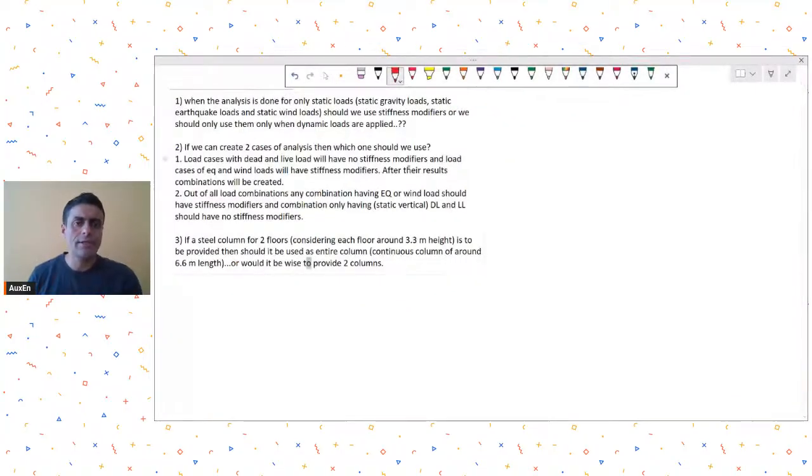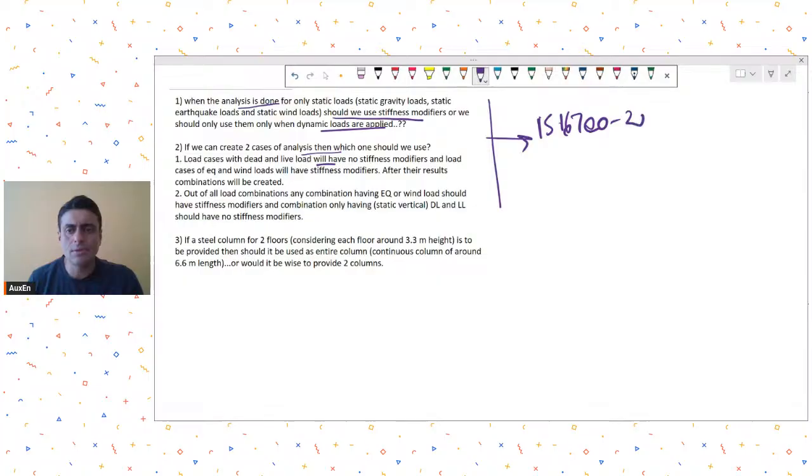Let's take them quickly. His first question is, when the analysis is done for only static loads, should we use stiffness modifiers or should we use them when only dynamic loads are applied? Then if we can create two cases of analysis, which one do we have to use? Load cases with dead and live. No, I think you are getting confused with this modifier thing. You refer to IS 16700. As of now in IS 456, we don't have any modifiers given.